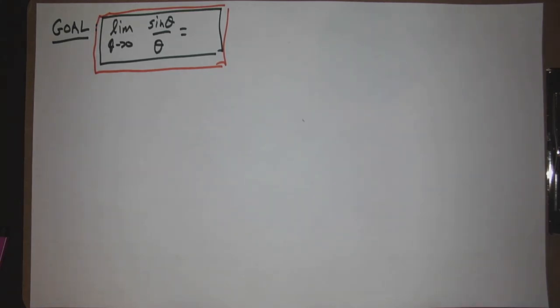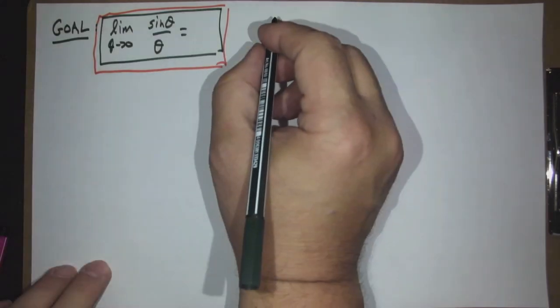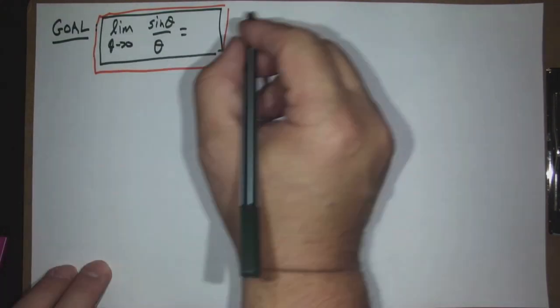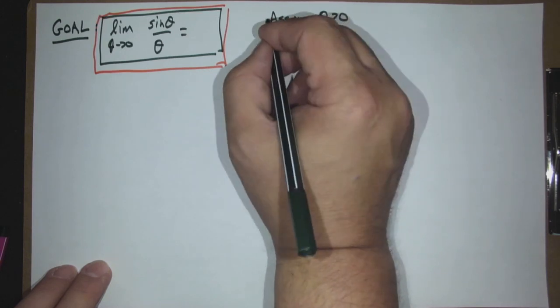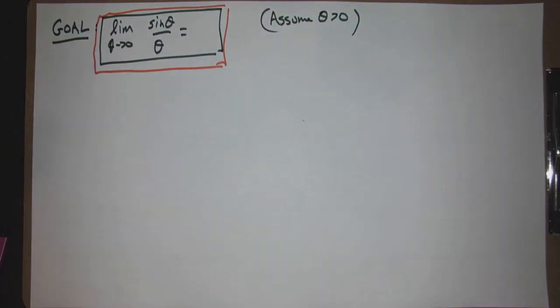All right, so we have a story to tell. So we're going to get to this in a few minutes. And we're going to say, okay, so how do we get there? Well, let's, for the time being, assume that theta is positive for right now. And we'll handle theta negative in just a second.